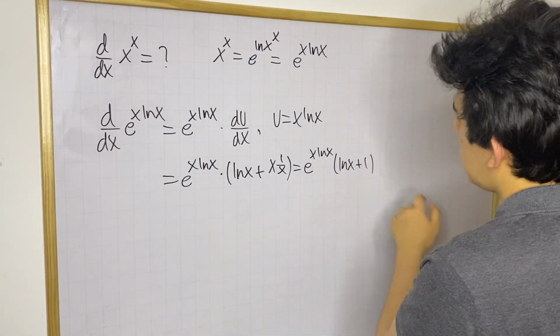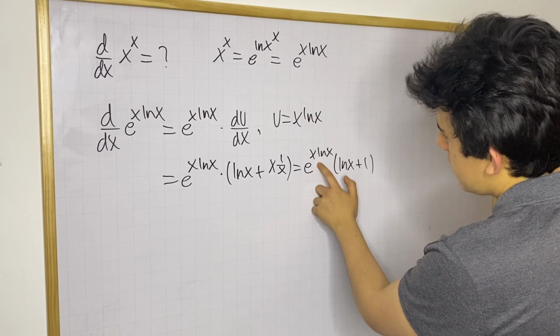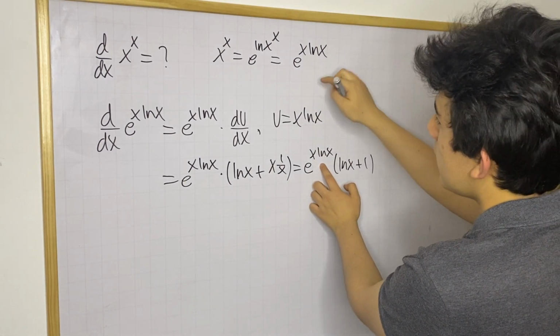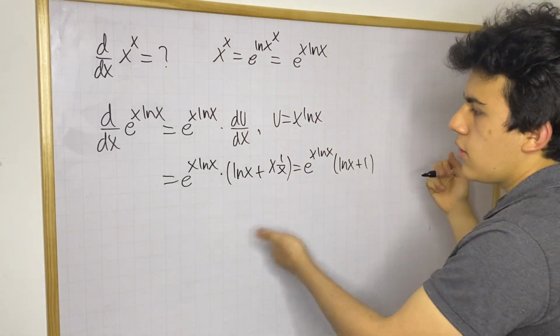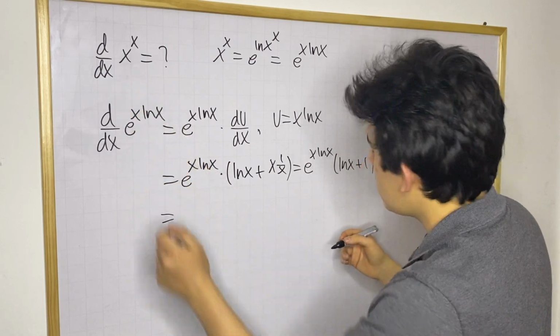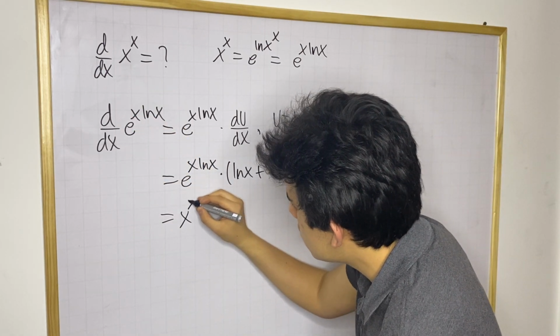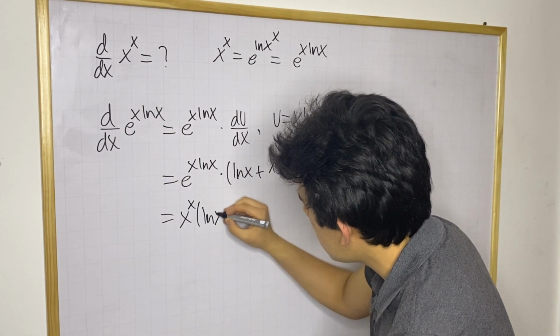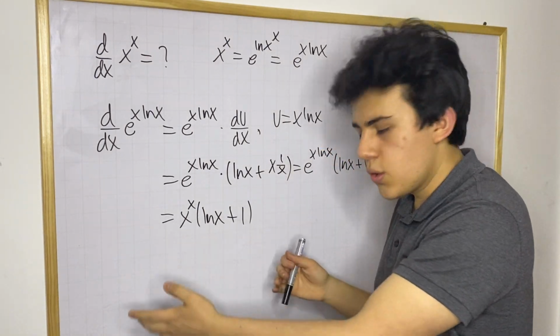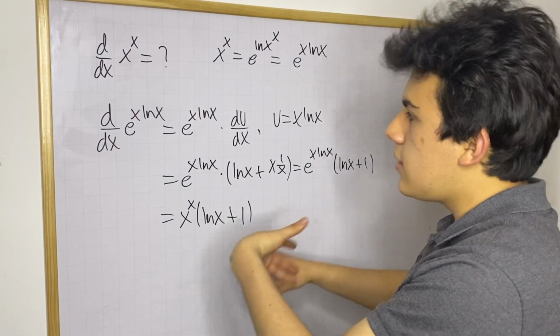And if you have this, well, this is basically the entire derivative. And you can actually simplify this. You know that e to the x times ln x, you have it here, is equal to x to the x. So you also know that the derivative of x to the x would be equal to x to the x times ln x plus 1, okay? This is the derivative you were looking for, okay? So this is the entire problem.